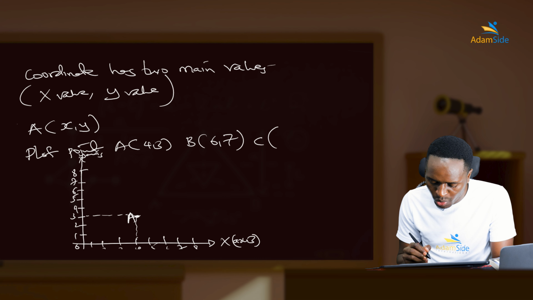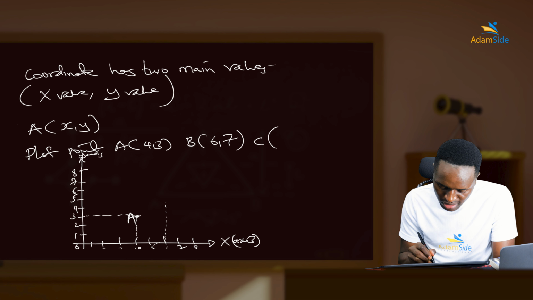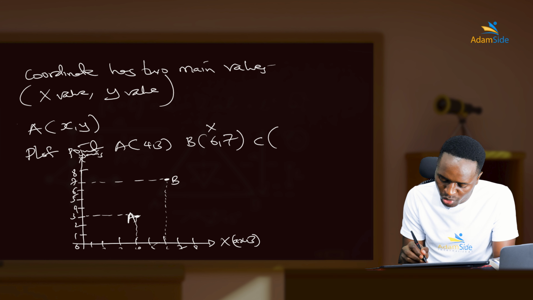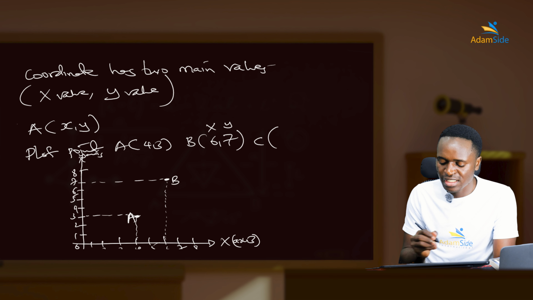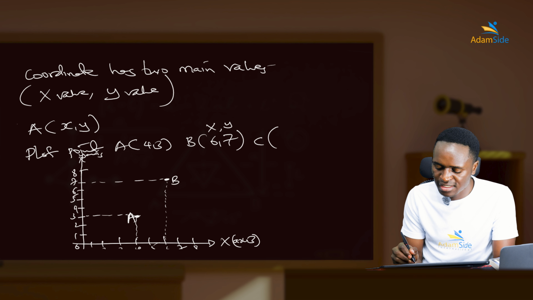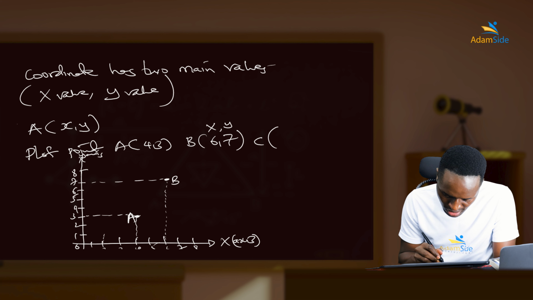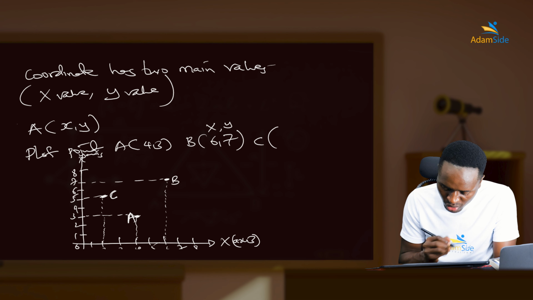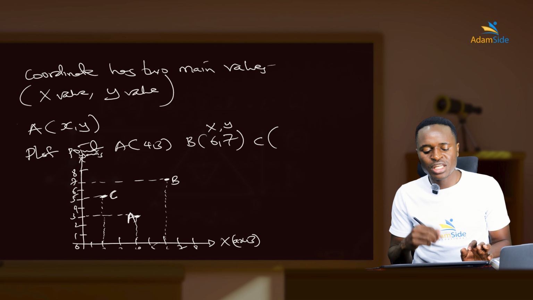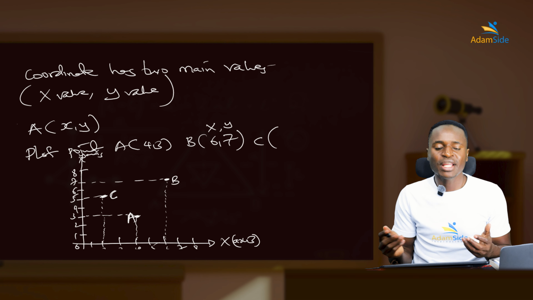Then point B is at (6, 7). This is point B. That's how you plot, because the first value is x and the second value is y. Then let's say point C is at (2, 5). Point C is at x is 2 and y is 5. That's point C. This is how you plot and show points in the Cartesian plane.